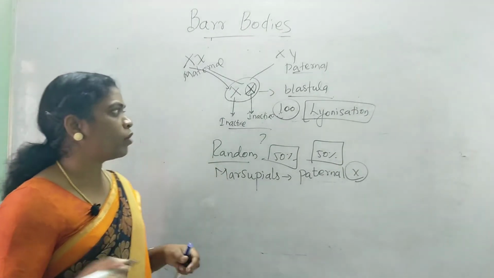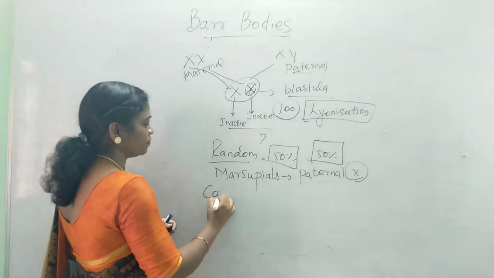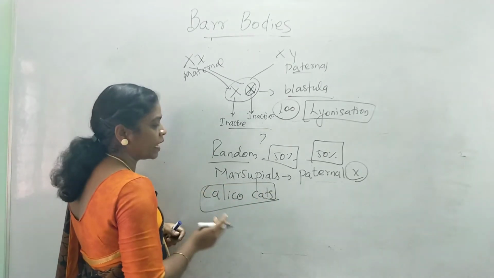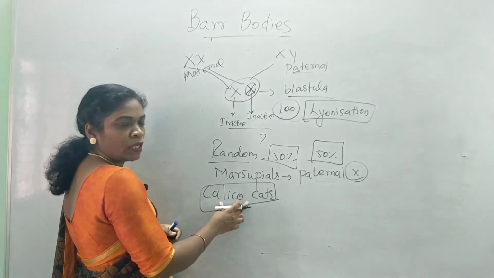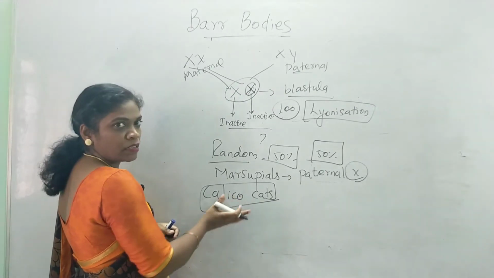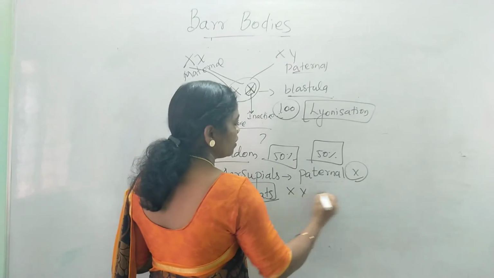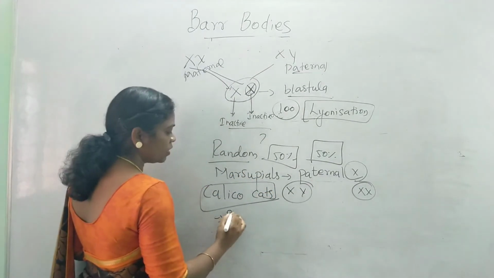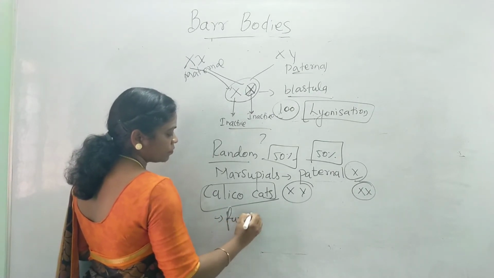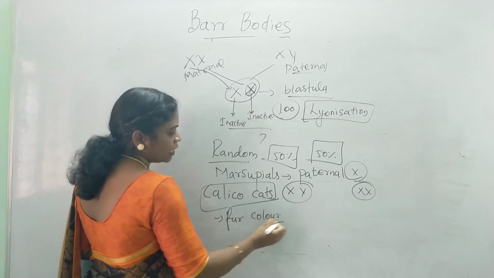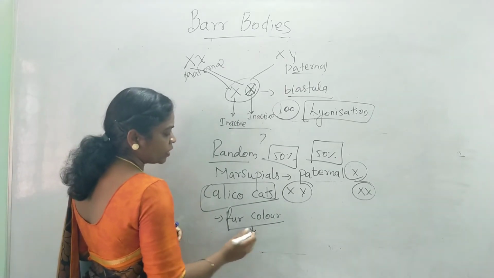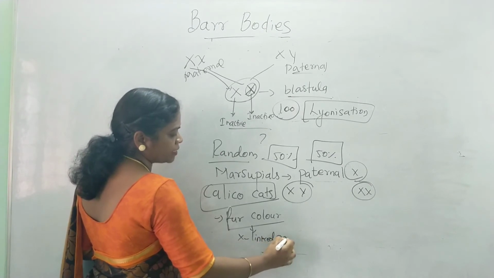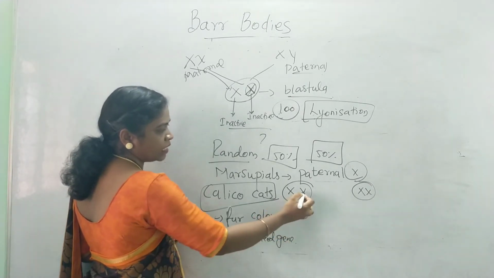Okay, now we'll go with one more example, that is calico cats. It is a common example where we learn about X chromosome inactivation. In calico cats, you can observe only females in this group of organisms. Whether male or female, we'll take both into account. We are going to learn about the fur color or the skin color of this calico cat. It is regulated by an X-linked gene. The X-linked gene alone regulates its body color. It is present on the X chromosome.